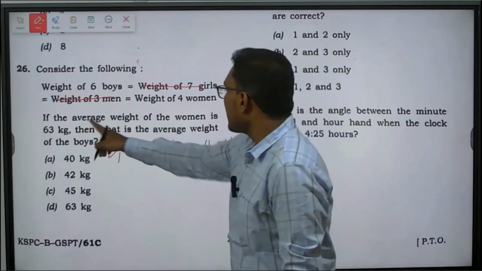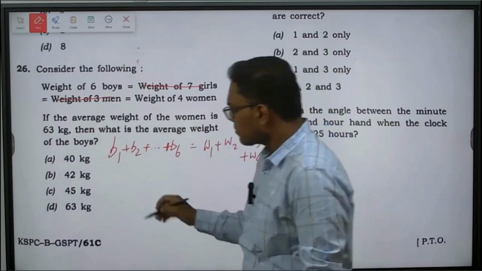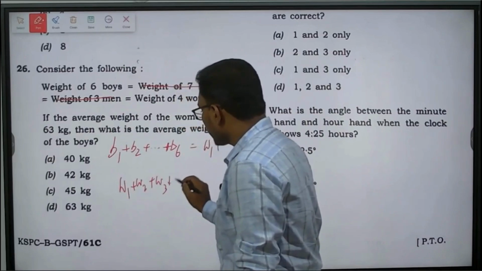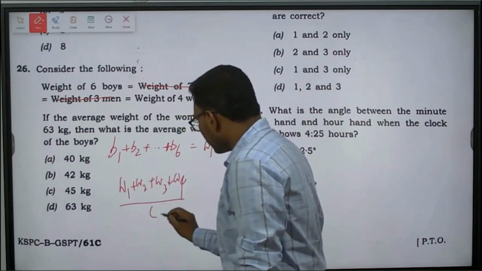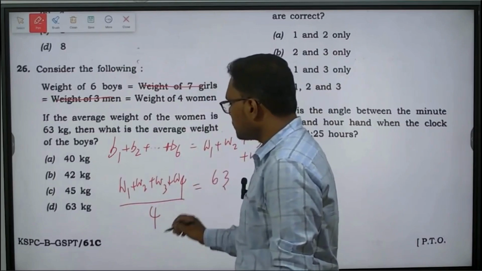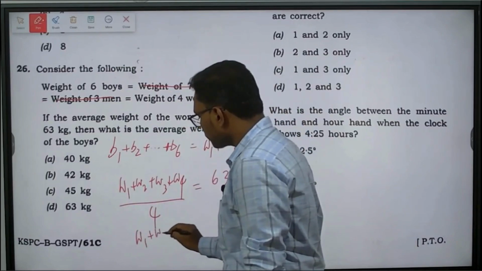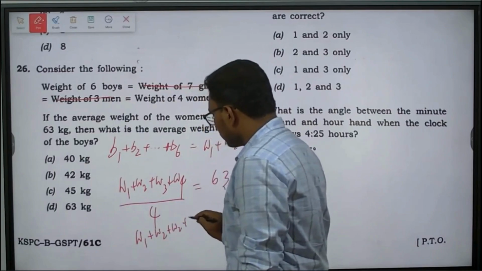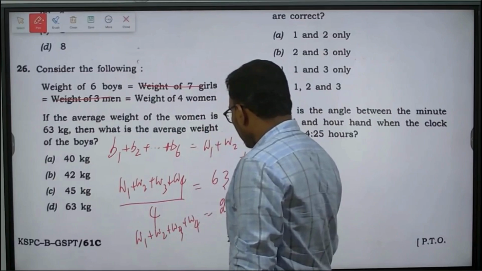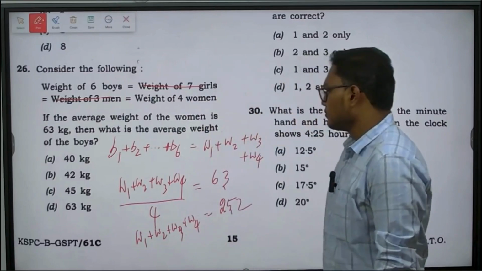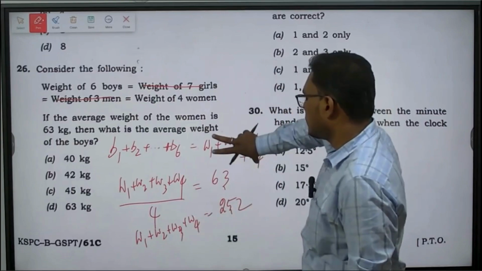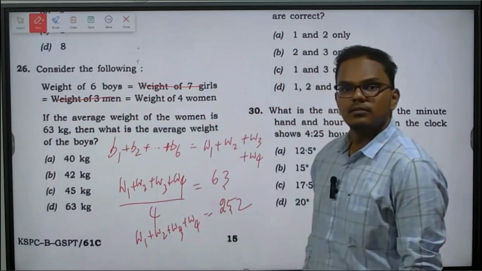And what is given? The average weight of these women. What is average? W1 plus W2 plus W3 plus W4 by 4. This is the average, and this is 63. Which means W1 plus W2 plus W3 plus W4 is 252. Okay, so now what is actually this 252? 252 is nothing but the weight of the 6 boys.